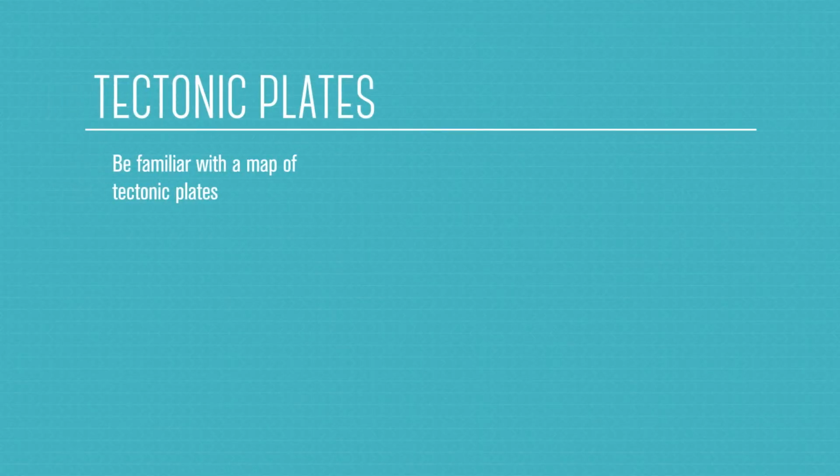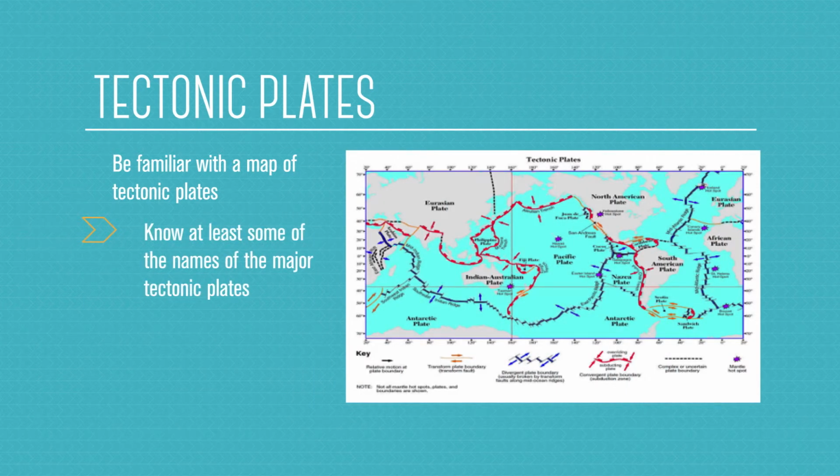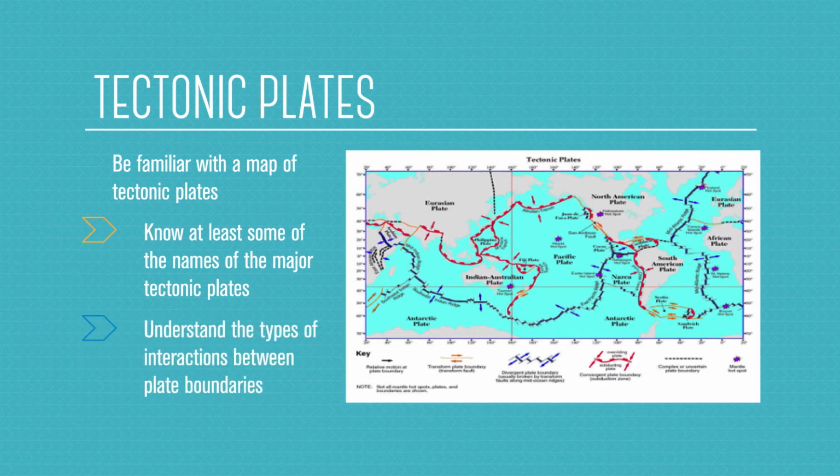Tectonic plates. You should be familiar with a map of tectonic plates. Know at least some of the names of the major tectonic plates and understand the types of interactions that occur between plate boundaries. Now, a nice way to compare, say, continental and oceanic crusts is to draw a table.